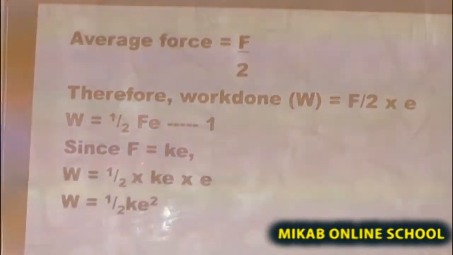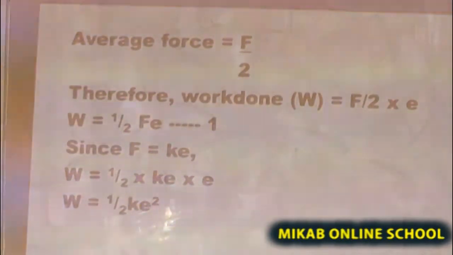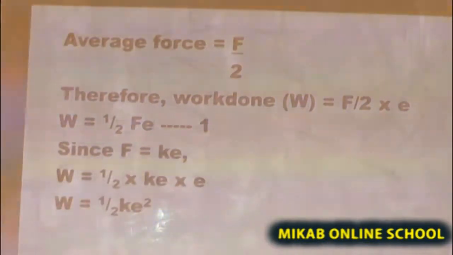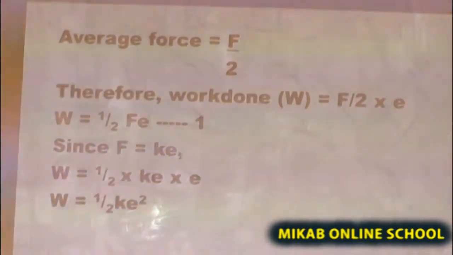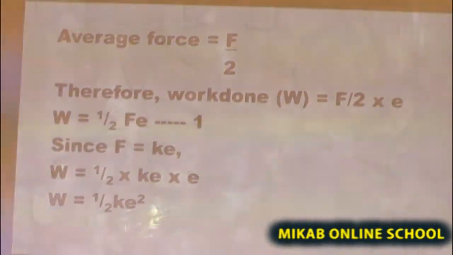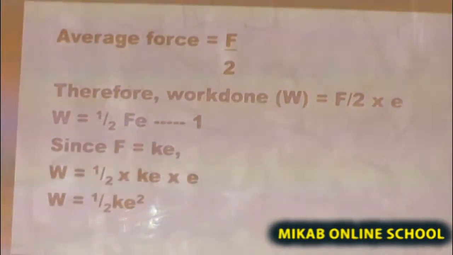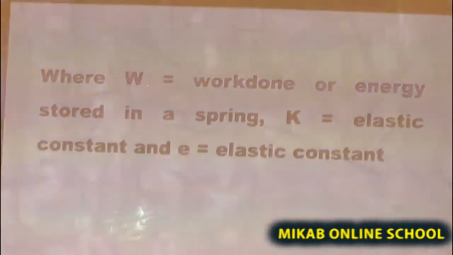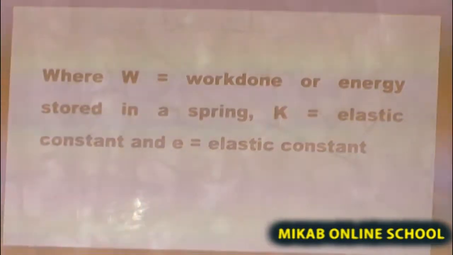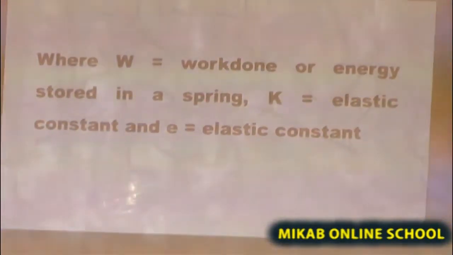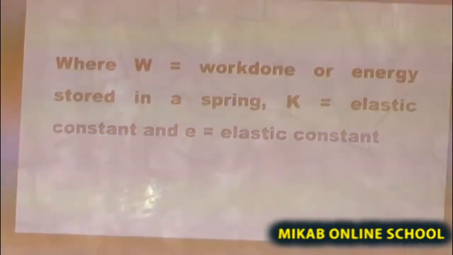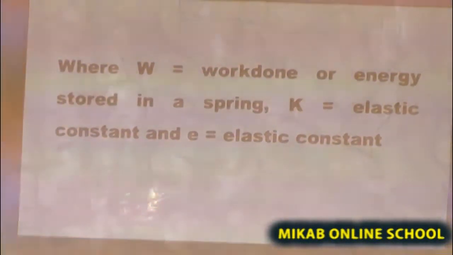From there you have 1 over 2 multiplied by KE multiplied by E. And when this E is multiplied by this other E, you have E squared. Then finally we have W equal to 1 over 2 KE squared. If you like, you can also represent this one as equation 2, where W equals the work done or energy stored in a spring, K equals the elastic constant, and E equals the extension.